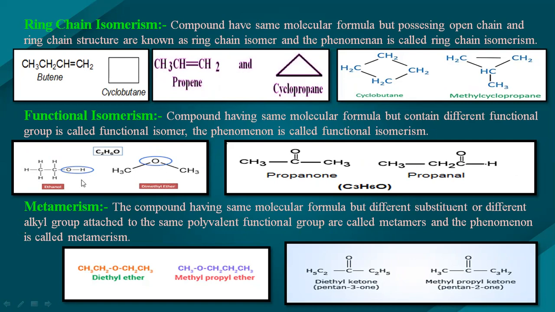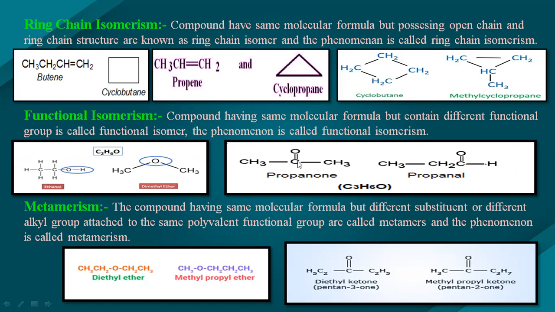That's why they are functional isomers of each other. Similarly, for propanone and propanal, because one has the ketone group and the other has an aldehyde group. They have the same molecular formula but contain two different functional groups. So this is the functional isomer, and the phenomenon is called functional isomerism.